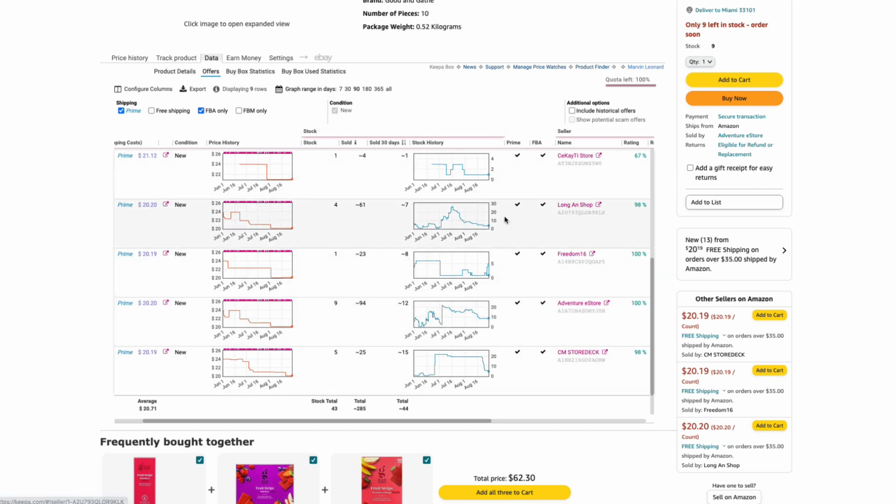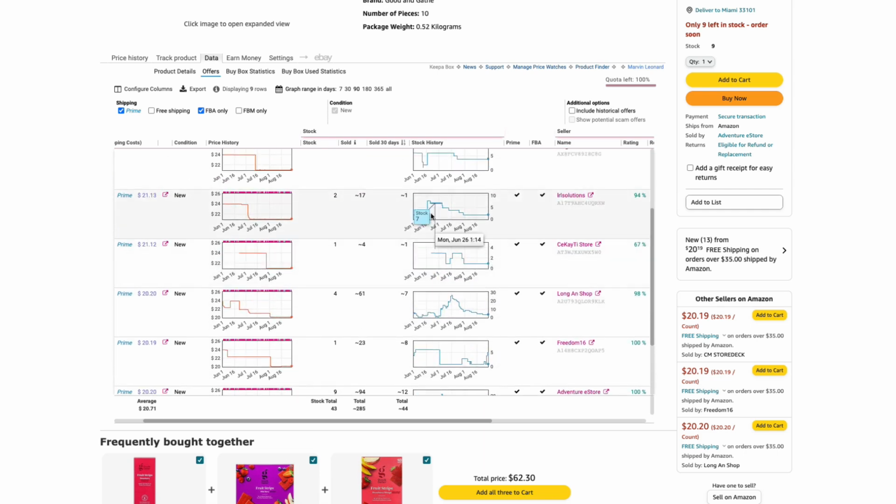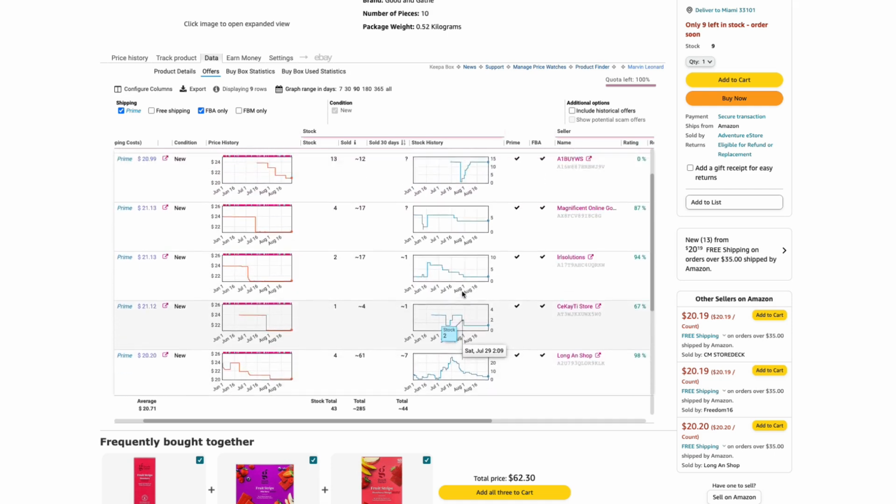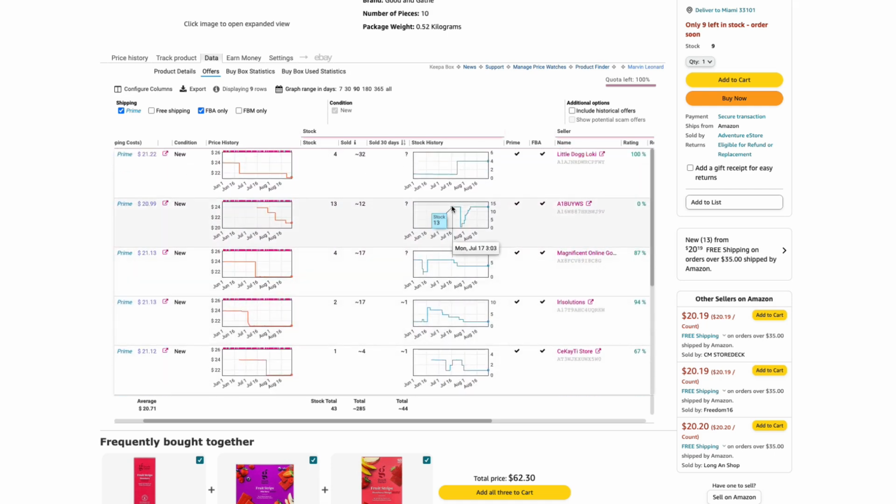So if we go to Long and Shop, 27 units on July 16th. August 23rd, he's got 4. And you can see them going in and out. So they're getting inventory, they're losing inventory. They're getting inventory, they're losing inventory because they're selling through that inventory. You can see this with all of these sellers. These are great signs to look for when you're looking at these advanced listings because the biggest thing we're looking for is this selling? And to what degree is this selling?